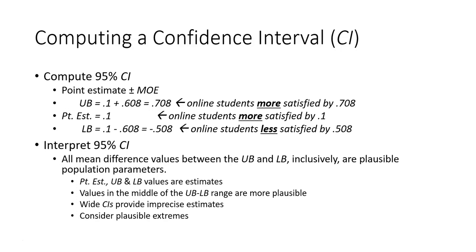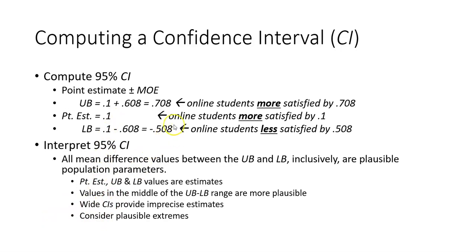The other thing to keep in mind when you're interpreting confidence intervals is that values in the middle of the confidence interval range, again, the range is from positive 0.7 to negative 0.5, are considered more plausible. Everything between is plausible, but values close to the point estimate are more plausible. If you had to make a guess at one value for the difference between the two populations, it would be the point estimate, 0.1. That's your best guess. As you move away from the point estimate, those values become less probable, less plausible.